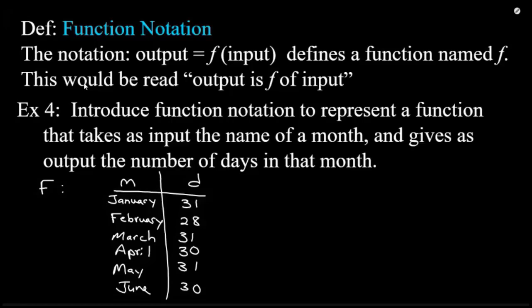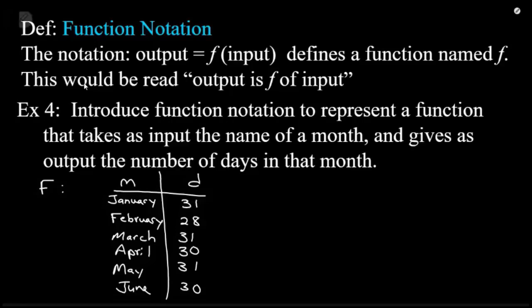There can only be one answer. If I ask you how many days does September have this year? There's only one answer. If I ask you how many days does December have this year? There's only one answer. And that is what happens with a function. So we could fill out an entire table representing this function.